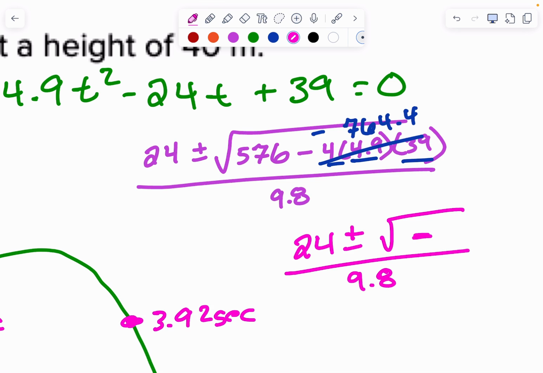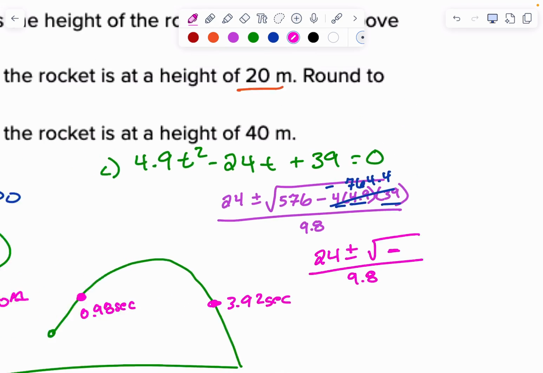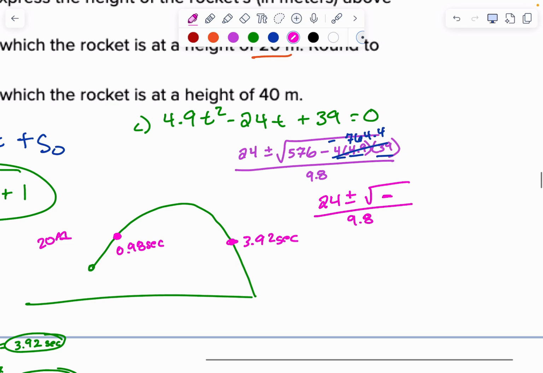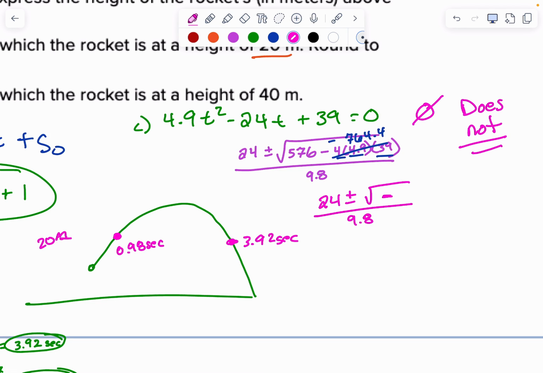40 is above where he's going to launch to, right? Because he's going up and coming back down, so we know 40 has to be above. So what's the answer to part C? Find the times at which the rocket has a height of 40. It does not reach 40 meters.